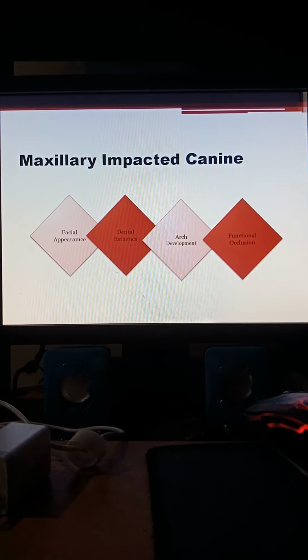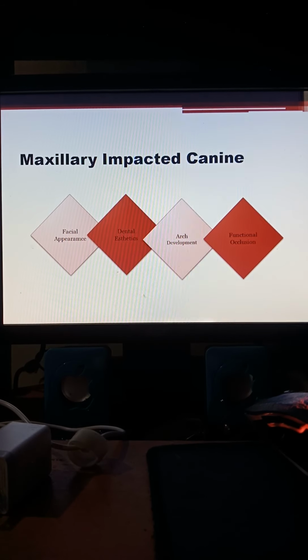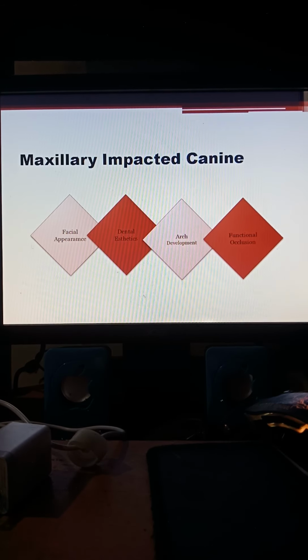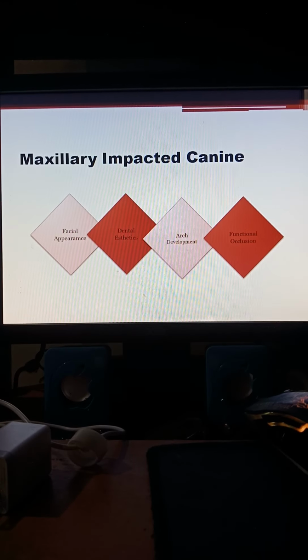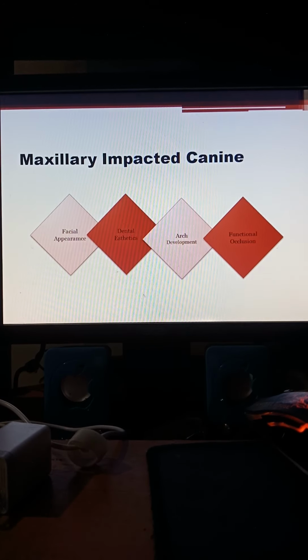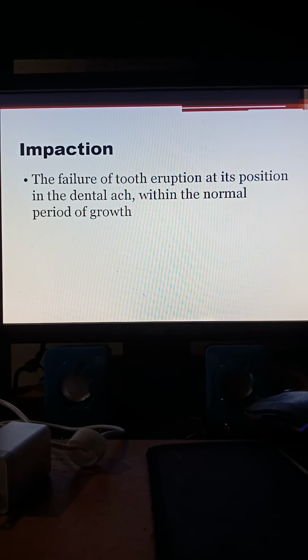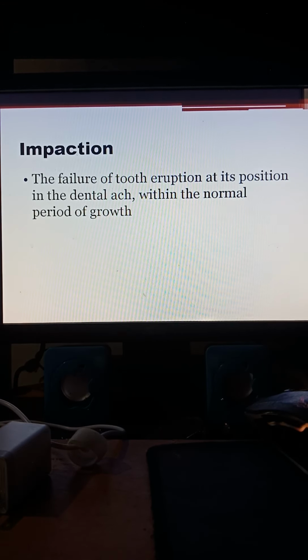Introduction. Maxillary impacted canines have important roles especially in facial appearance, dental aesthetics, arch development, and functional occlusion. Impaction is defined as the failure of tooth eruption at its position in the dental arch during the normal period of growth.